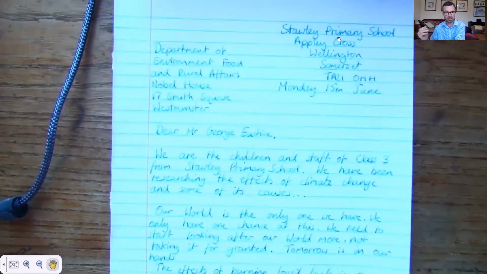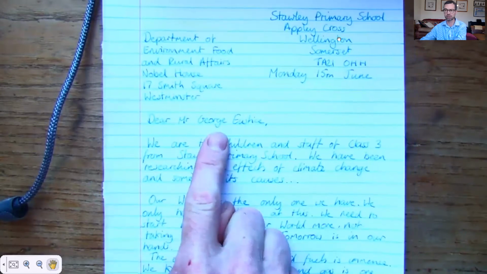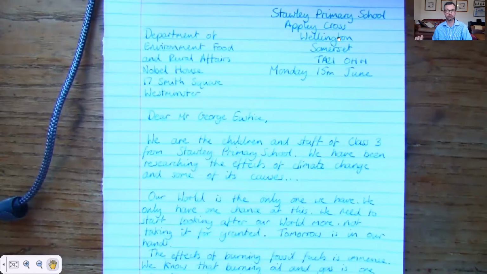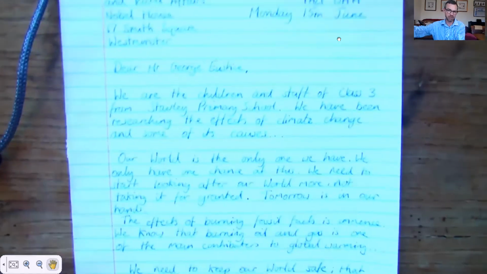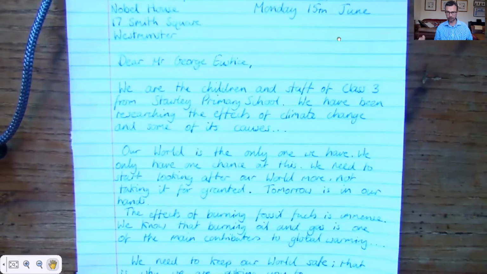We need our salutation, our greeting. Dear Mr. George Eustice, or you might keep it more open, and write dear sir or madam if you want to. Obviously that might just change how you end it off. And then we need to start thinking about our writing. So I've given you a few starters. I haven't gone through everything. I haven't put full paragraphs in.